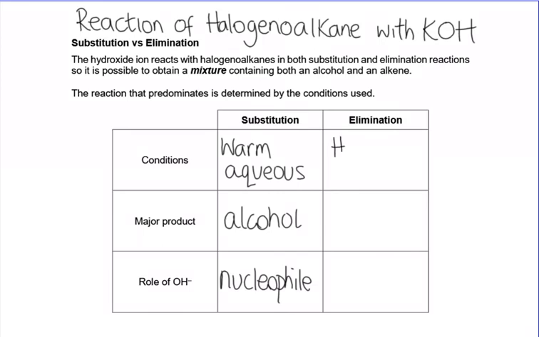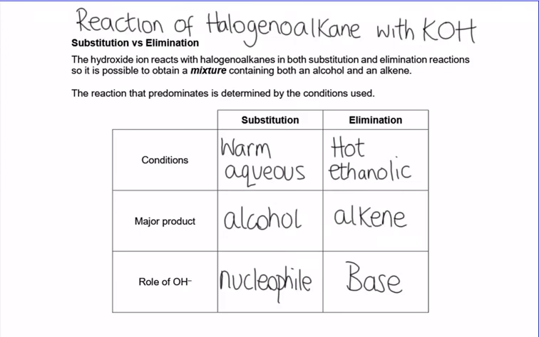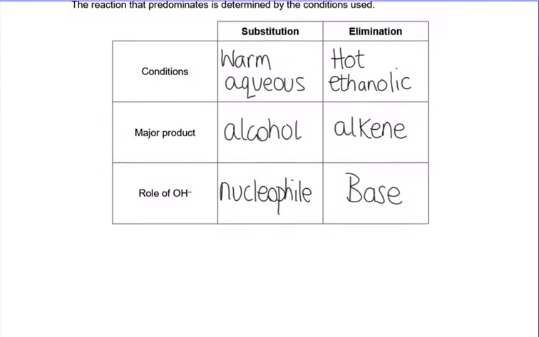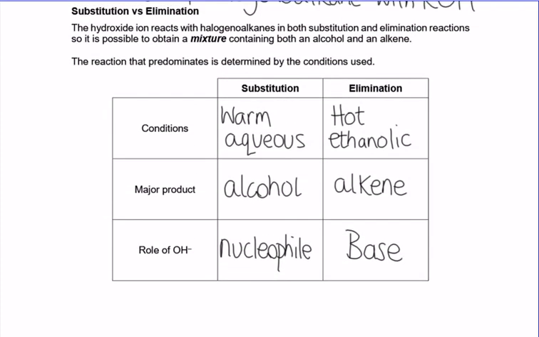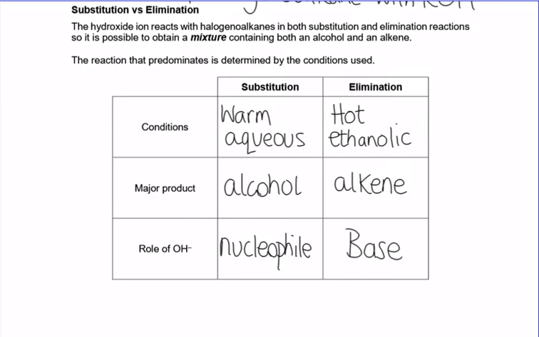If we were to use hot and ethanolic conditions instead, so a lot hotter and dissolved in ethanol, then our OH minus is going to act as a base and accept a proton, and our major product is going to be an alkene because we have undergone elimination. So you can have a look on Moodle. I think there's a little example for you of the 2 different reactions, but you just need to remember it's all about those conditions. So don't forget that those conditions are going to determine which product you get.